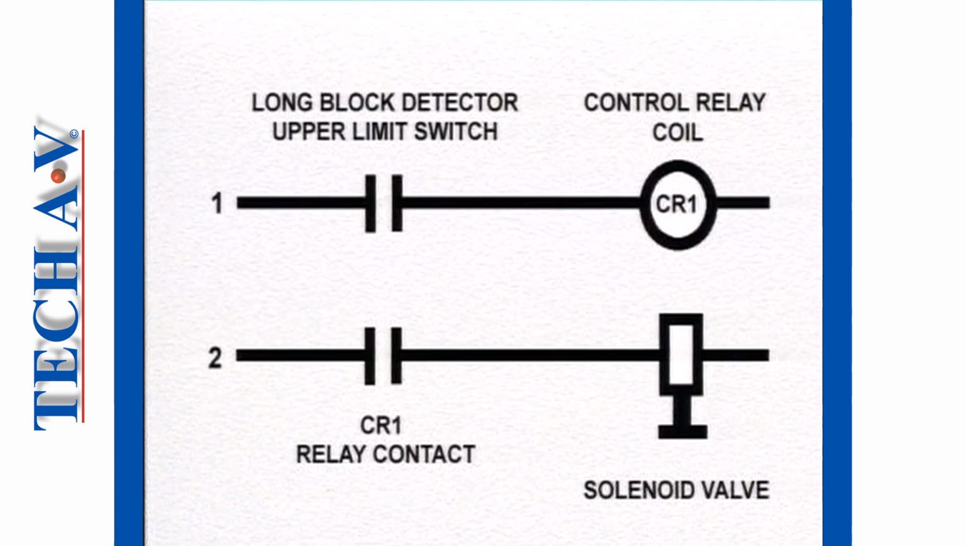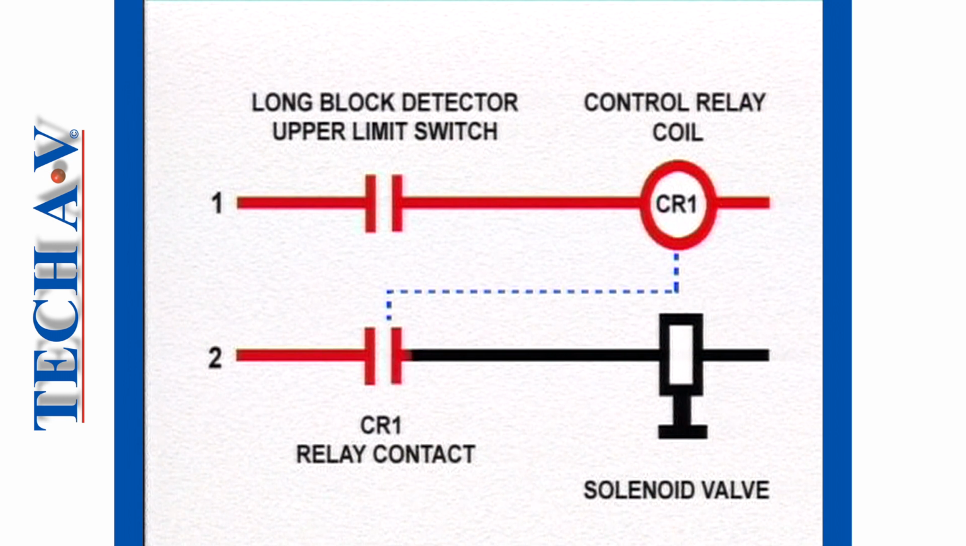Now, this is how we can describe the power flow on a diagram. Contacts are always shown in their inactive state, so we will draw the contacts in our circuit like this. When a long block is detected, the contacts of the upper limit switch close, and a voltage signal appears at the relay coil. The coil is energized, which makes its normally open contacts close, and power flows to the solenoid valve.